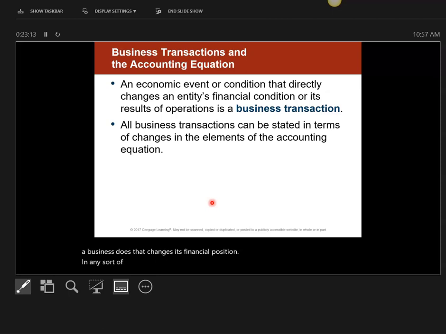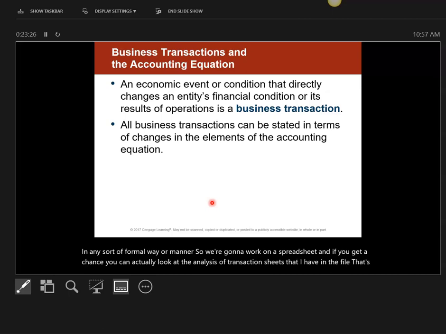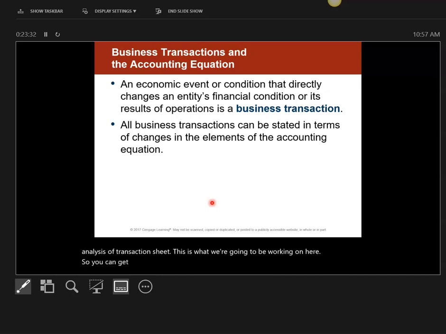So we're going to work on a spreadsheet. And if you get a chance, you can actually look at the analysis of transaction sheets that I have in the file. This is what we're going to be working on here. So you can get one out. I'll stop and wait for you to get it. You can download it from the files in Canvas.